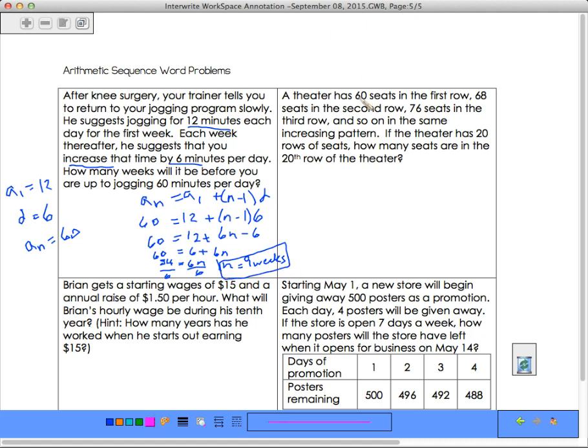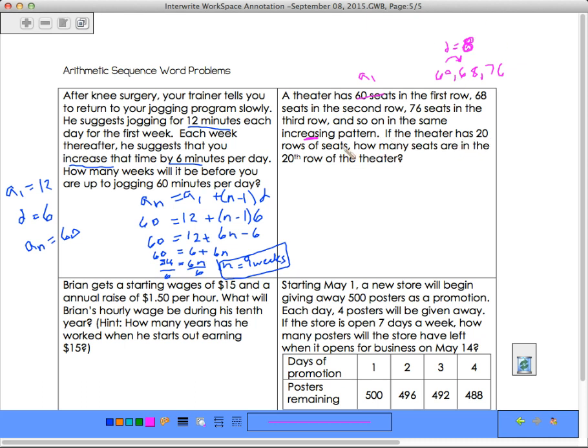Next one, a theater has 60 seats in the first row. So that's my A sub 1. 68 in the next, 76 in the next. So I have a sequence, 60, 68, 76. So it's going up by 6 each time. Or sorry, 8. 60 to 68 is 8, and then 68 to 76 is 8. Ooh, 26 is in there. All right. And our increasing pattern. So it's going up plus 8.